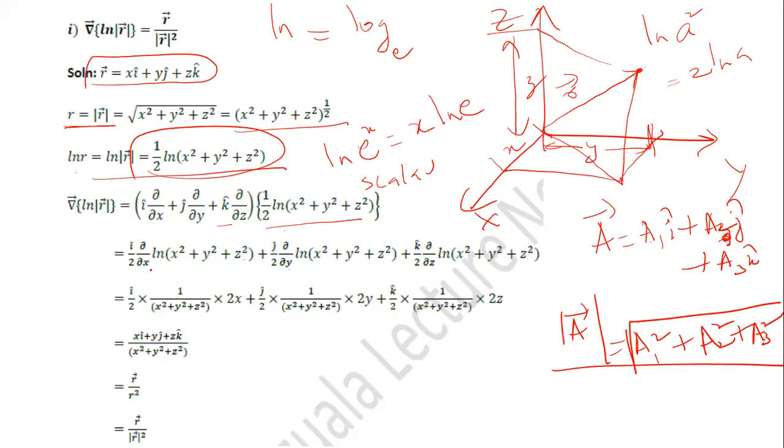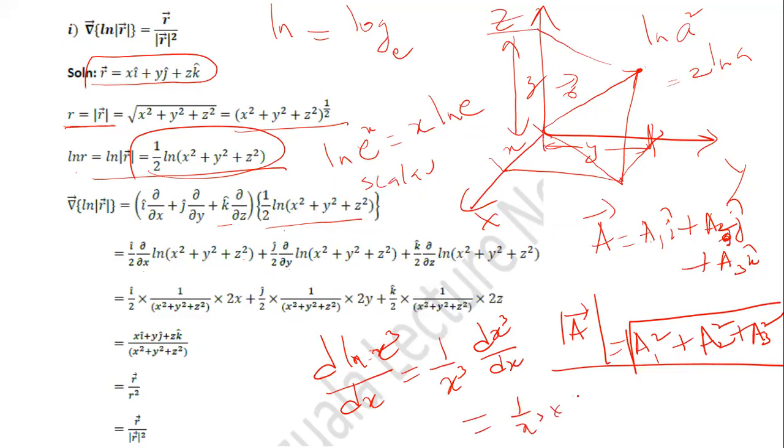So I think I don't need to revise all this calculus. I think everybody knows that differentiation of ln of x cube will be something like this. Differentiation with respect to x means 1 upon x cube into differentiation of x cube with respect to x. So this will be 1 upon x cube into 3x square. So I hope you know this.